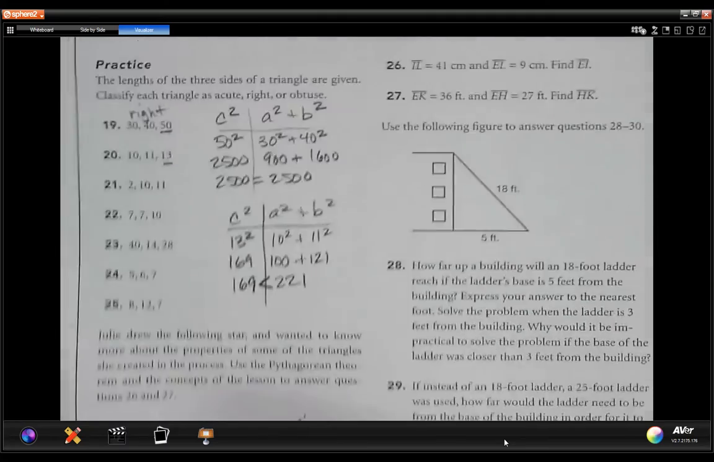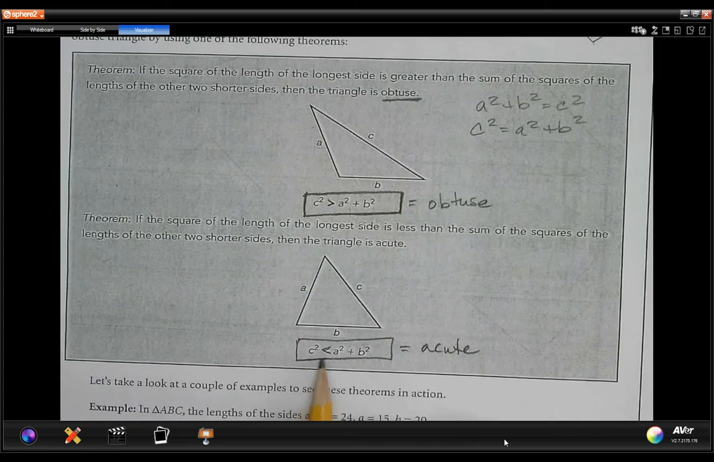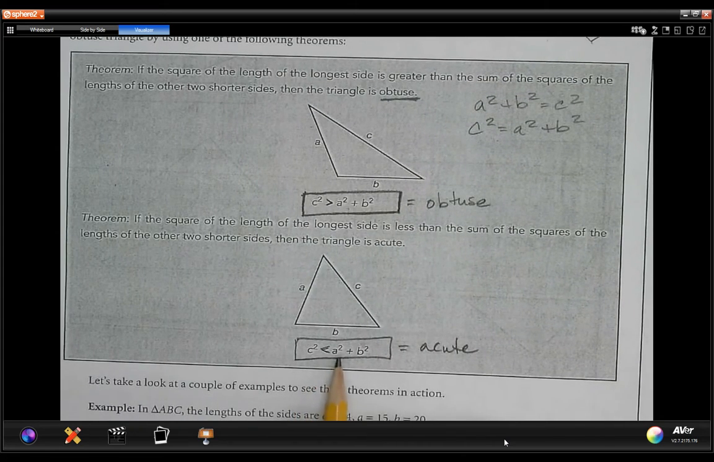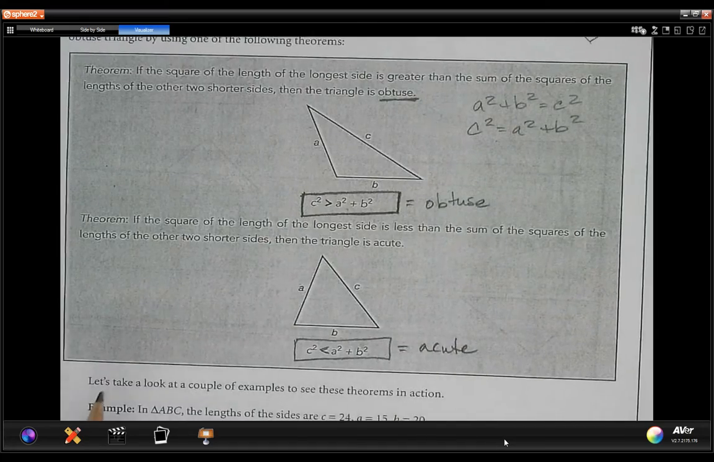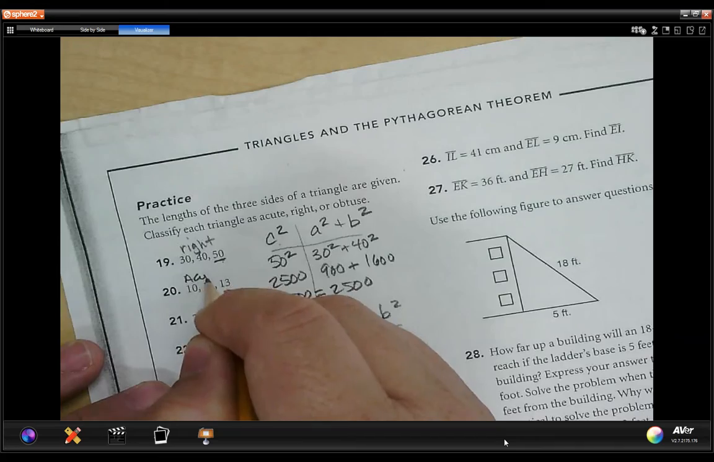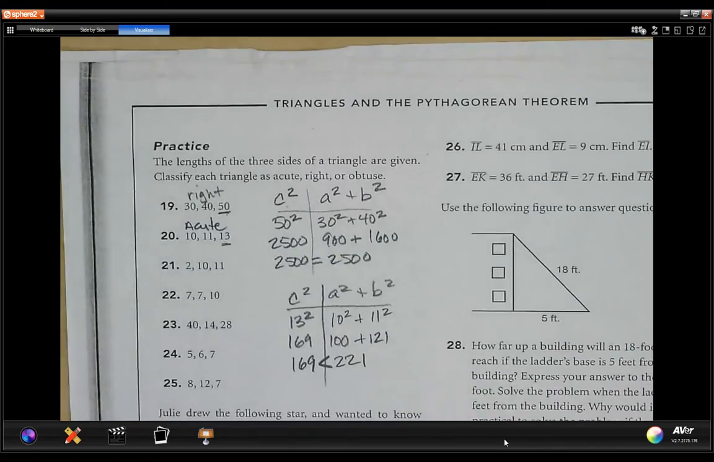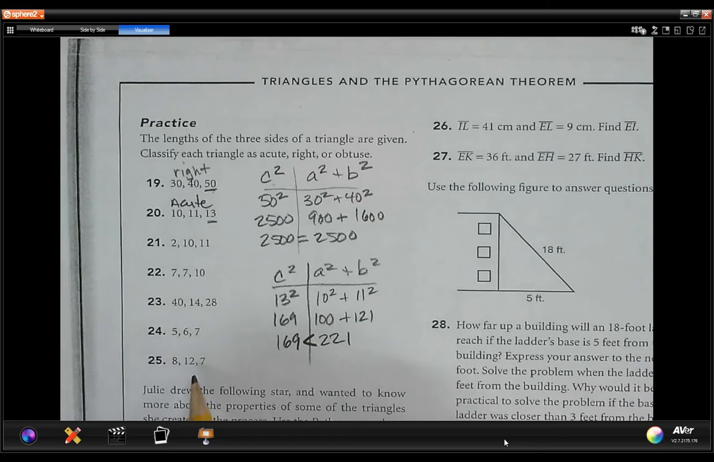Remember, go back to our theorem just a few minutes ago. If we take c squared and it is less than a squared plus b squared, then we know that that triangle has to be an acute triangle, okay? So that means number 20 would be acute. And you do that same process for every single one of these, okay? So 21 through 25, you're going to do that same process.